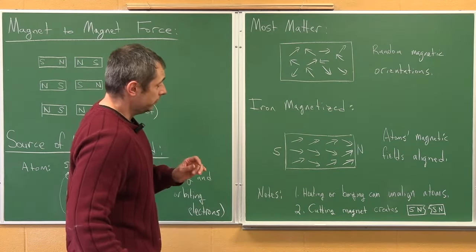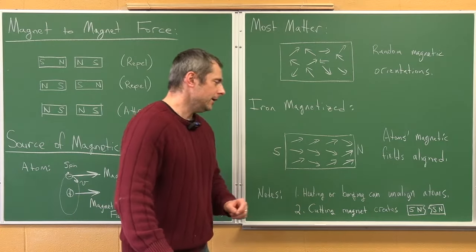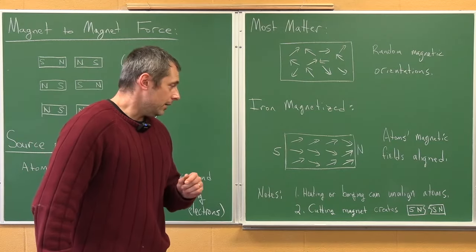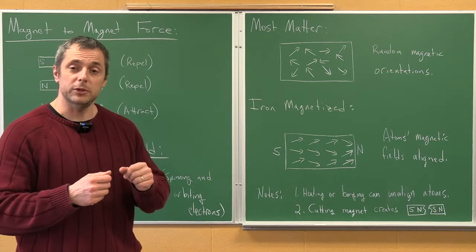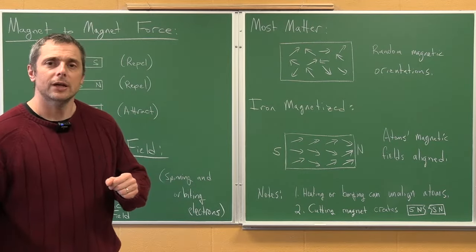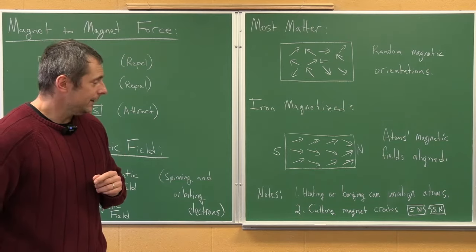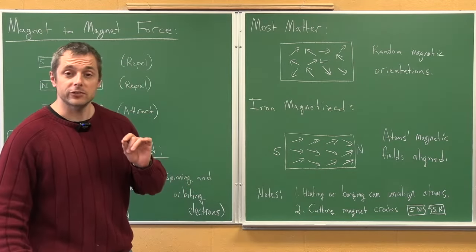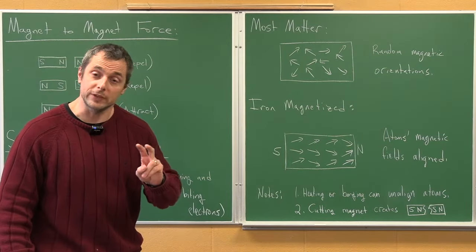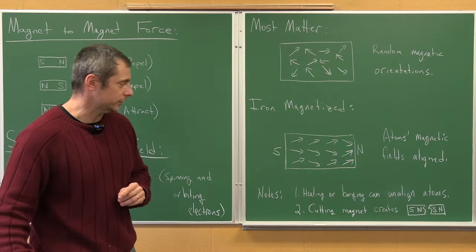But some notes. Heating or banging an atom can unalign the atoms. So once you get them aligned, if you take a piece of iron and put it in a blowtorch, the magnetic effect goes away. Another thing, a lot of people don't realize that every single magnet has to have two poles of equal strength. It's actually a law of nature.